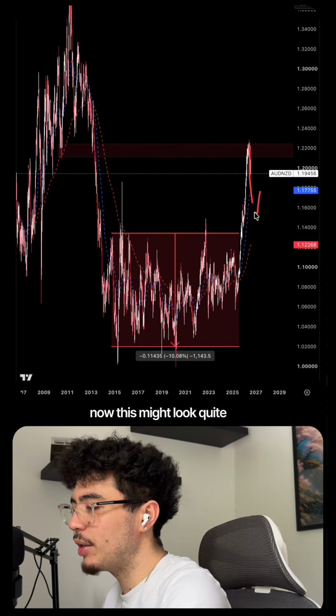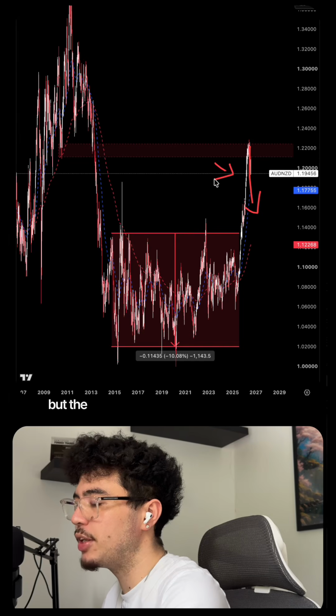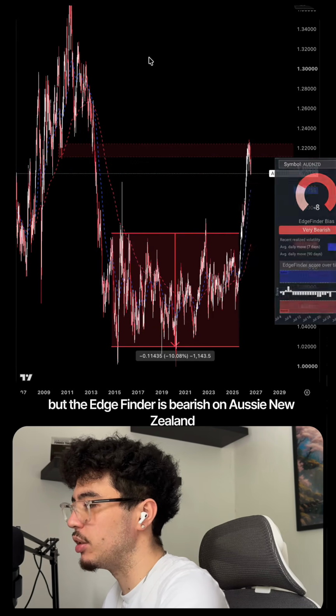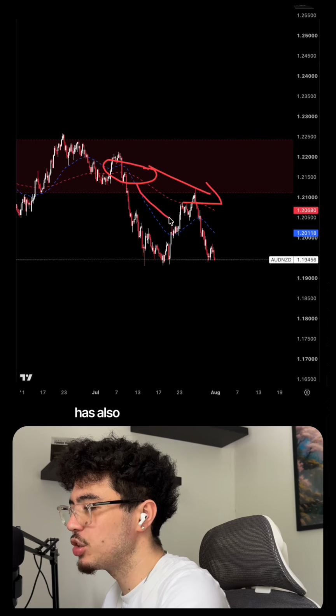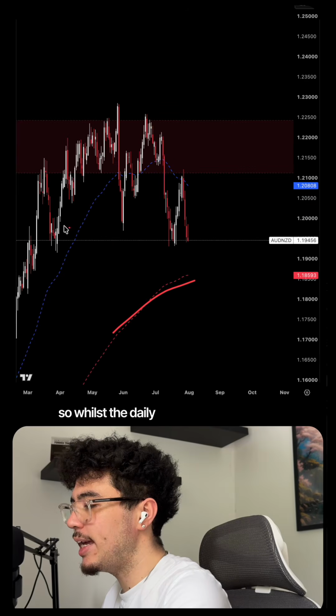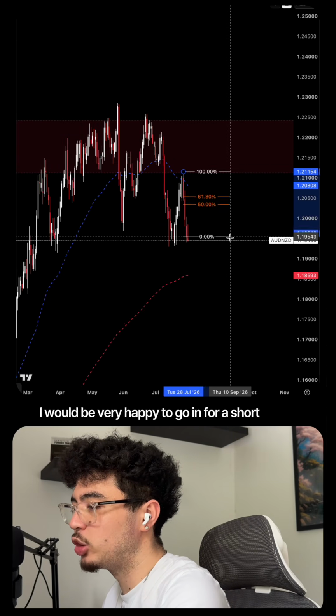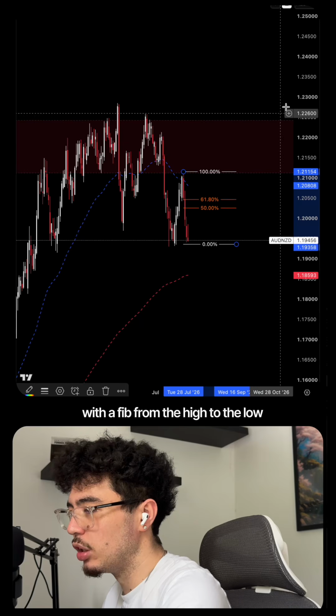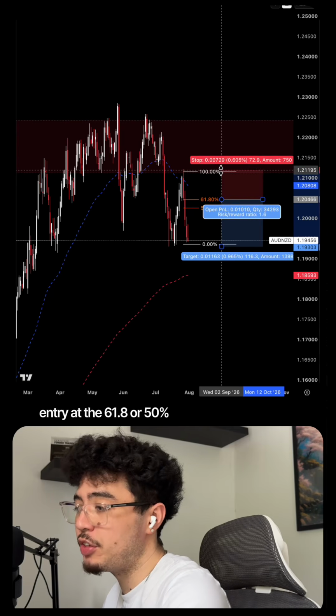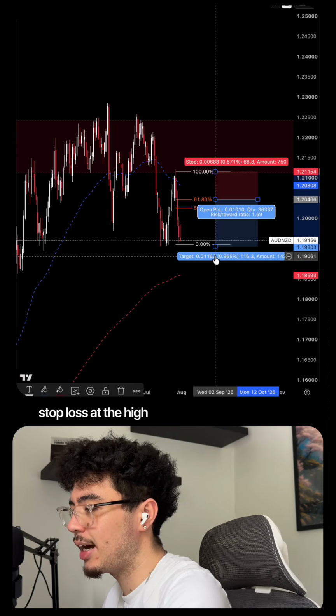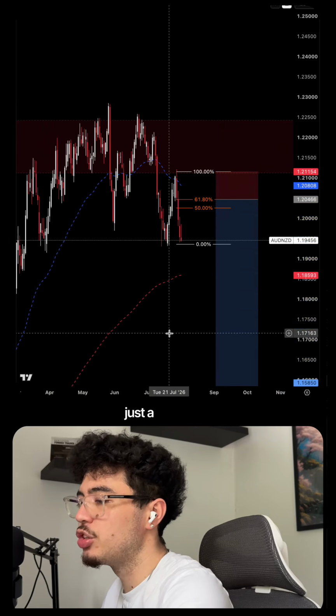Now this might look quite risky selling into such a bullish move, but the edge finder is bearish on Aussie New Zealand, and the H4 timeframe has also established a bearish trend. So whilst the daily is still technically bullish with these moving averages, I would be very happy to go in for a short position with a fib from the high to the low, entry at the 61.8 or 50%, doesn't matter too much, stop loss at the high, and again, no hard take profit, just a trailing stop.